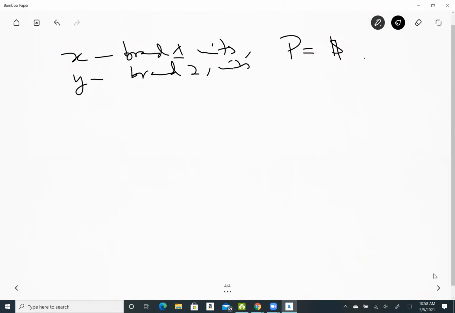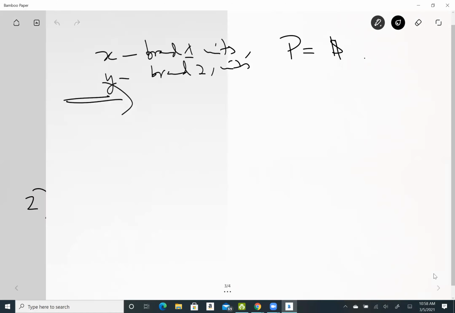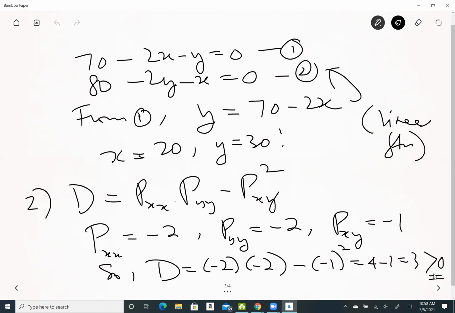So we just do like this, and then you get the maximum profit. Okay, what is the maximum profit? Anybody get it yet already?